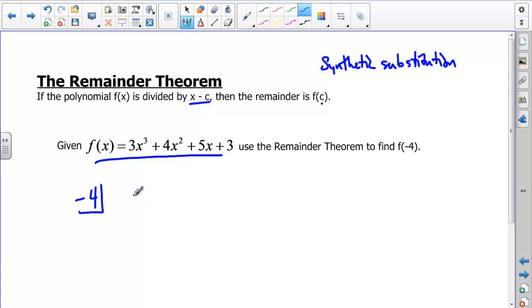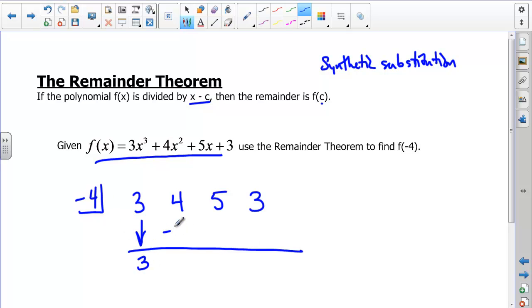So there's negative 4, 3, 4, 5, 3. We're not missing any terms. Skip a line, draw a line, bring down the 3. Negative 4 times 3 is negative 12. 4 plus negative 12 is negative 8. Negative 4 and negative 8 is 32. That's 37 when I add down. And that right there is negative 148. If I add, I get negative 145.